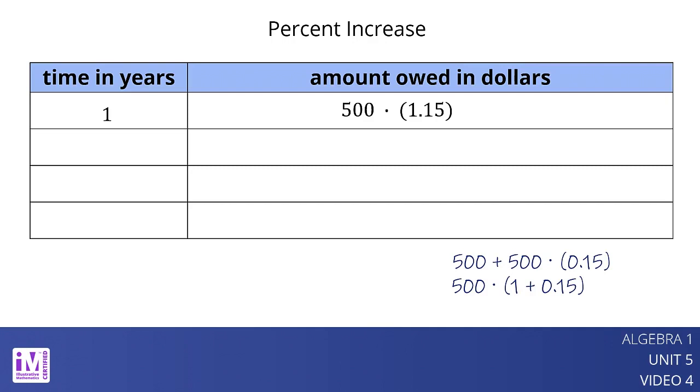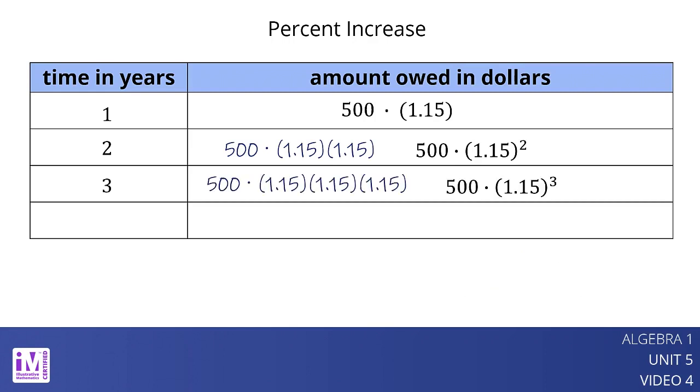The amount owed after 2 years would increase by another 15%. The table shows the calculation of the amount owed for the first 3 years. With no further purchases or payments, after T years, the debt in dollars is given by the expression 500 times 1.15 to the T.